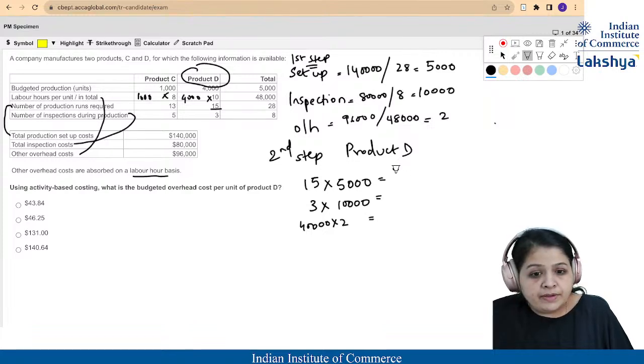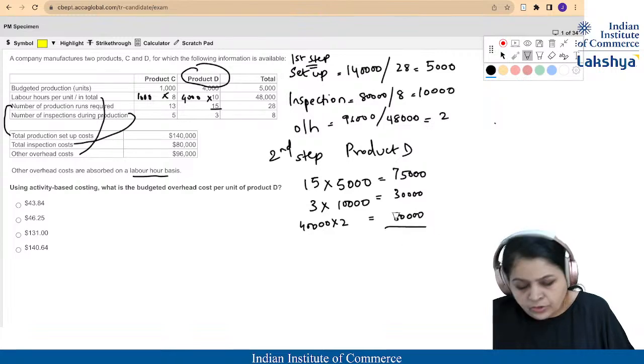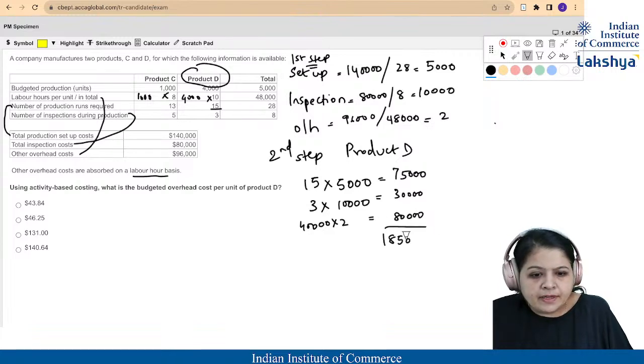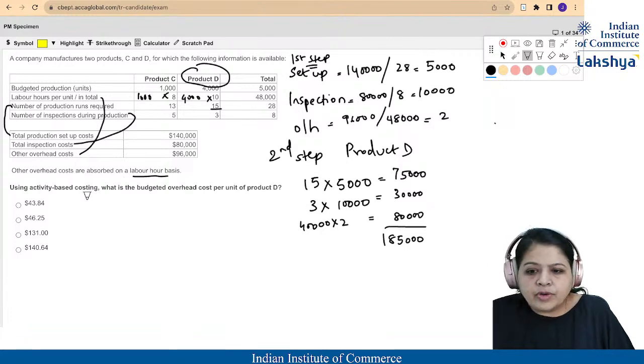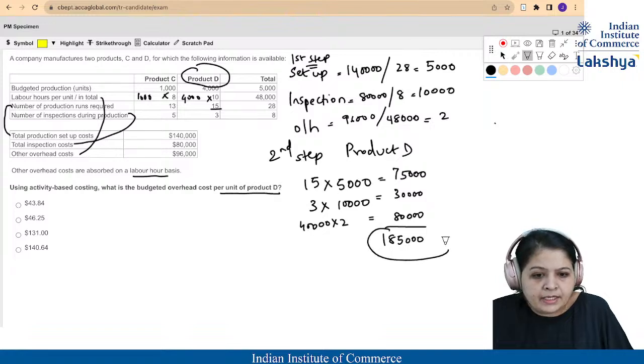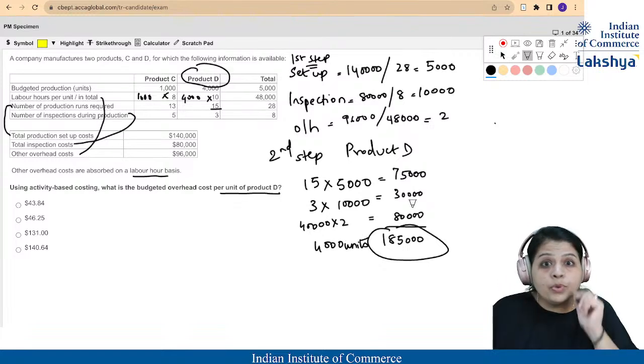This comes to 75,000, 30,000, 80,000, totaling up to 1,85,000. Now, because we need to find out the cost per unit, this is the aggregate for all the units, for all the 4,000 units, right? 4,000 units cost. This is. We want to find out per unit cost.